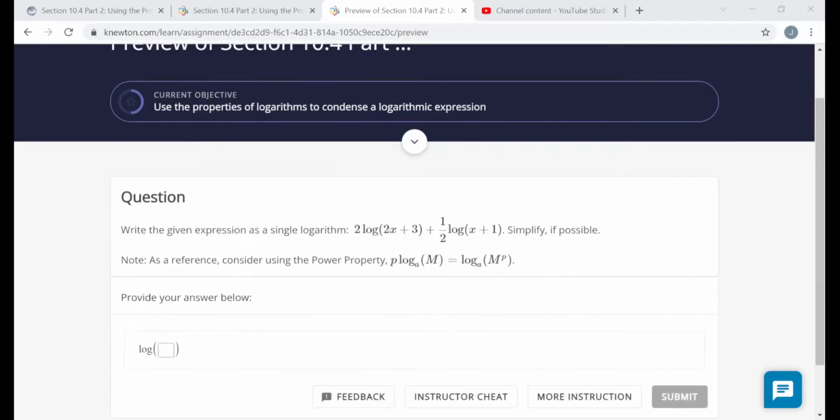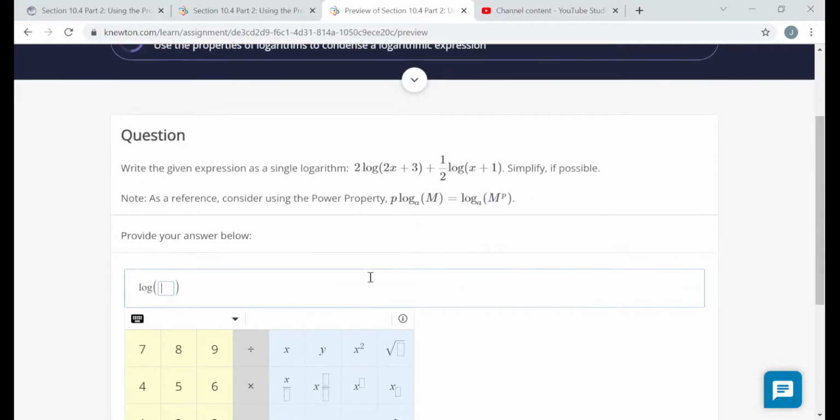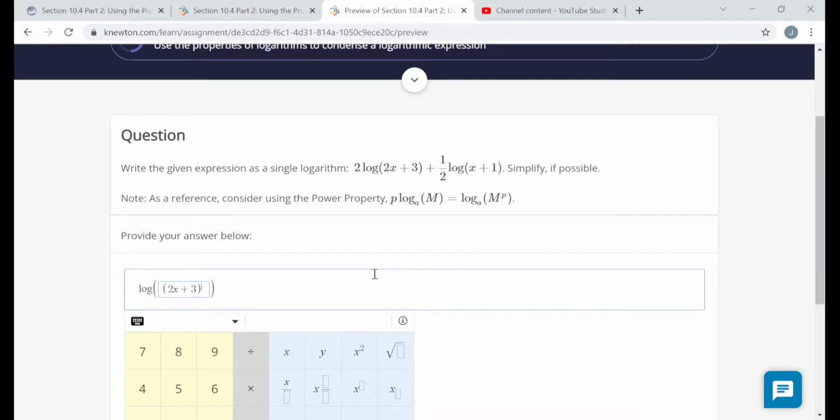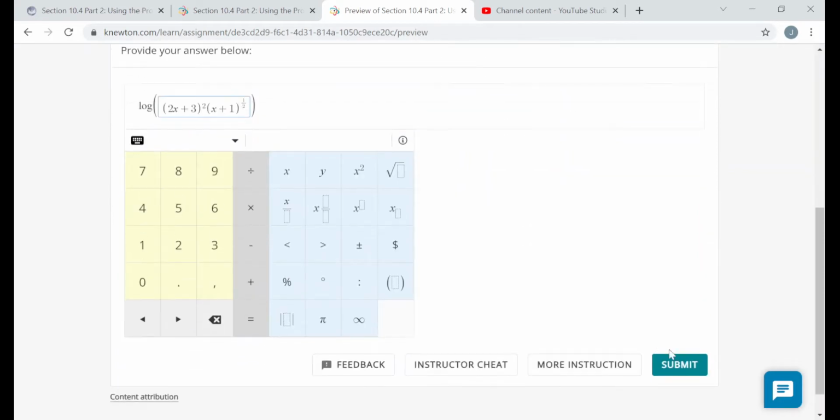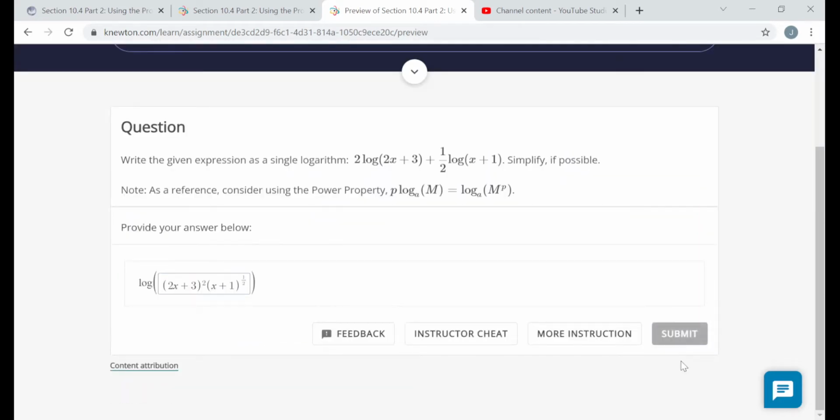So back here, now they already gave us the single log, right? It's just a single log. We just have to enter the argument, right? The quantity 2x plus 3 squared times the quantity right next to it, x plus 1 to the 1/2 power, or the square root of x plus 1 if you want to put that in as well. Great.